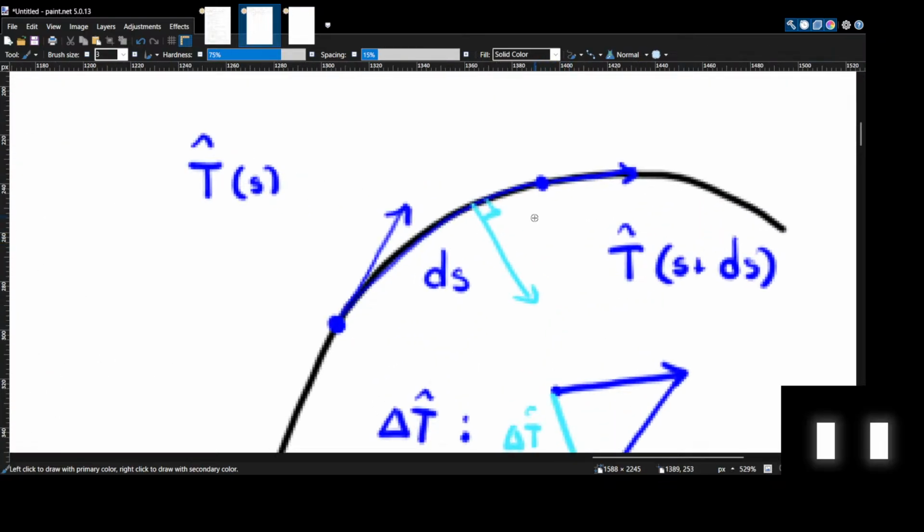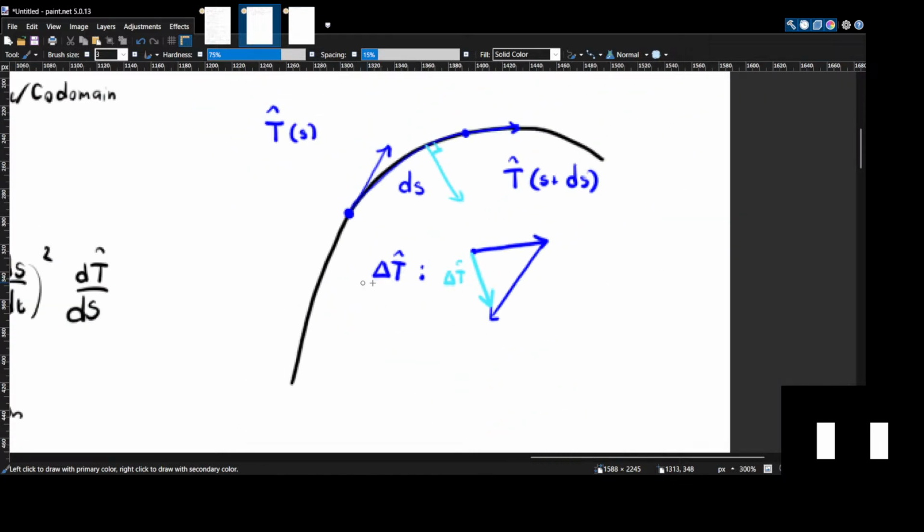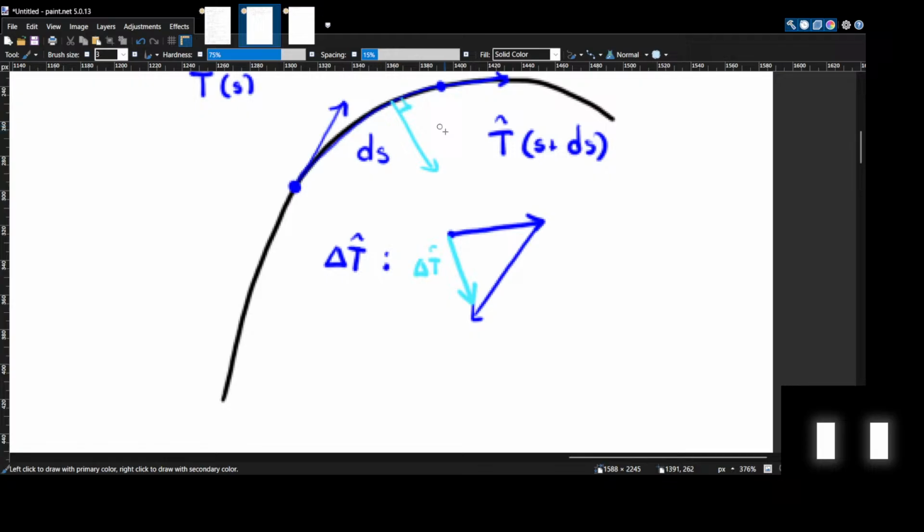Obviously, if you change ds by just a little bit. Okay, wait, hold on. Give me a sec. All right. If we define this to be the normal vector, well, not really define it to be a normal vector, this vector is going to be dt by ds. This is the change in the tangential vector.